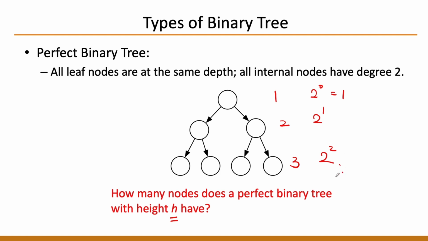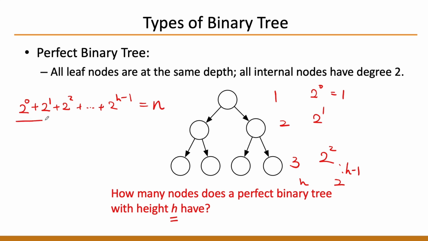If you generalize it, like if your height is actually h, right? The lowest level will be 2 to the power of h minus 1. This is the number of times you're going to multiply by 2. So if you sum it up, the total number of nodes will be 2 to the power of 0 plus 2 to the power of 1 plus 2 to the power of 2 until, right, the lowest level, you have 2 to the power of h minus 1. This is the total number of nodes that you can hold if your binary tree is perfect.